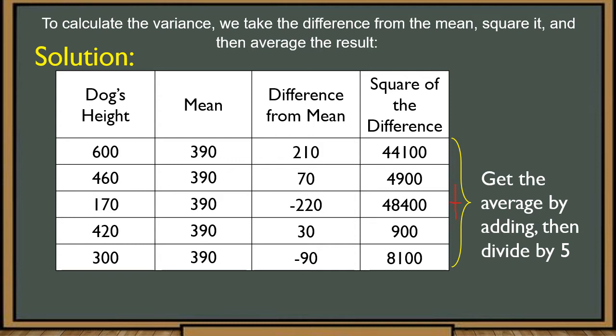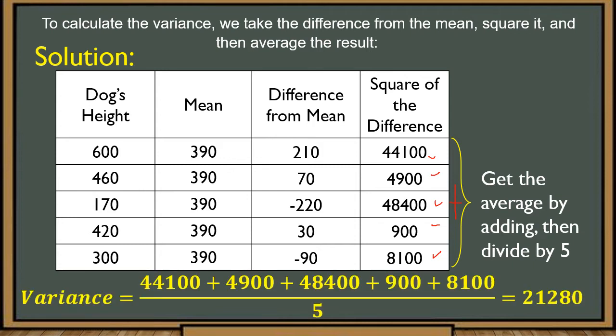You're going to get the sum and divide it by 5, since we have 5 results here. So 1, 2, 3, 4, 5. So add 44,100 plus 4,900 plus 48,400 plus 900 plus 8,100. Then divide it by 5. So we have here the variance, which is equal to 21,280. So that is the variance.